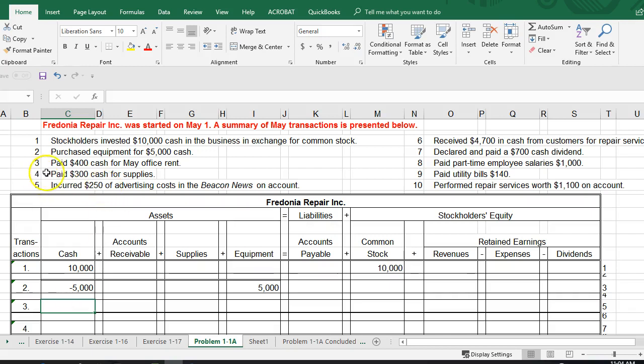All right. Number three, we paid $400 cash for the May office rent. So once again, you're spending cash, so cash is decreasing. My cash account would decrease by $400. You want to ask yourself, if I'm paying the May office rent, when you're paying rent, what is that? That is an expense for the business. So I'm going to go over here to my stockholders' equity section and put $40 under the, not 40, but 400 under the expense category.